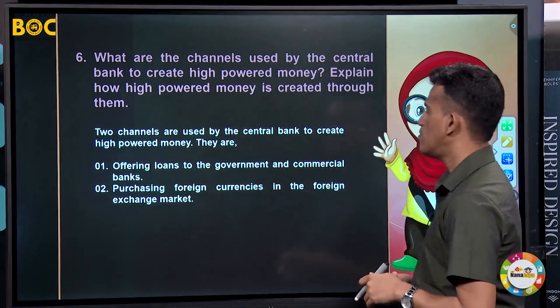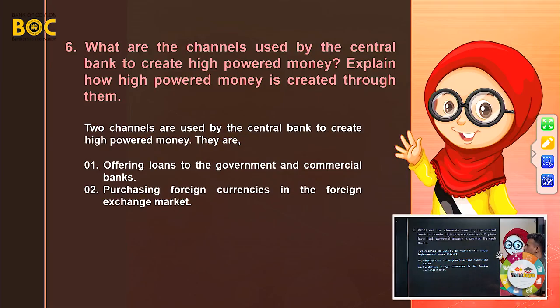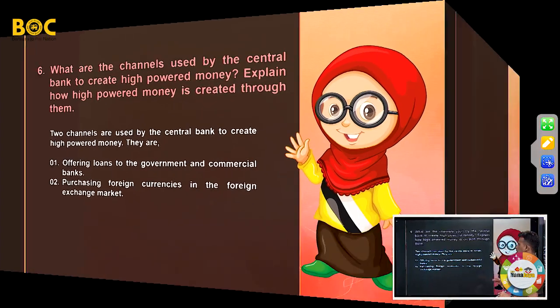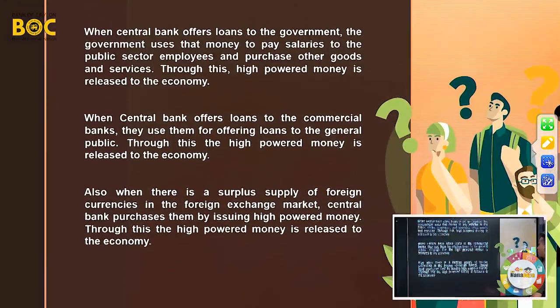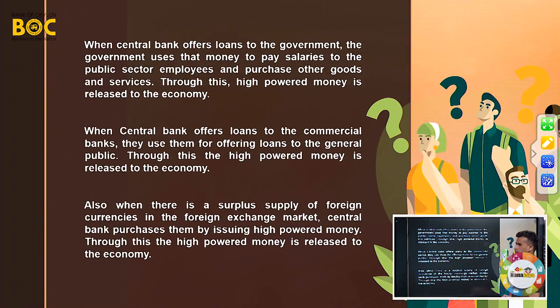So, what are the channels used by the central bank to create high-powered money? There are two channels. Offering loans to the government and commercial banks is treated as one channel. And then the second channel is purchasing foreign currencies in the foreign exchange market. So first of all, you should identify the two channels used by the central bank to release high-powered money to the economy. In the next section, we should explain how these channels are creating high-powered money in the economy.